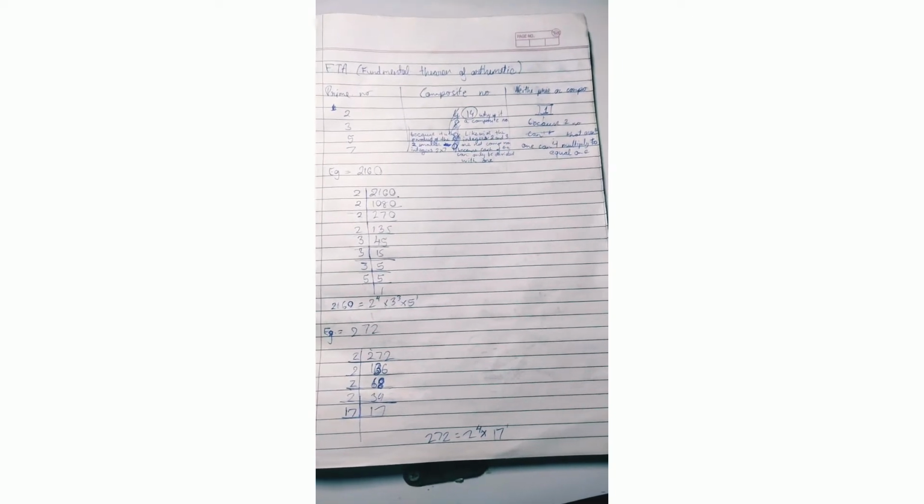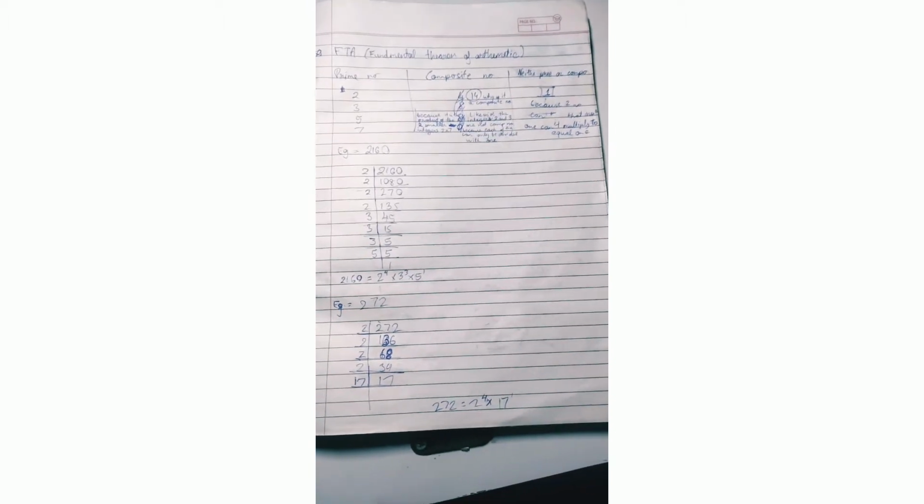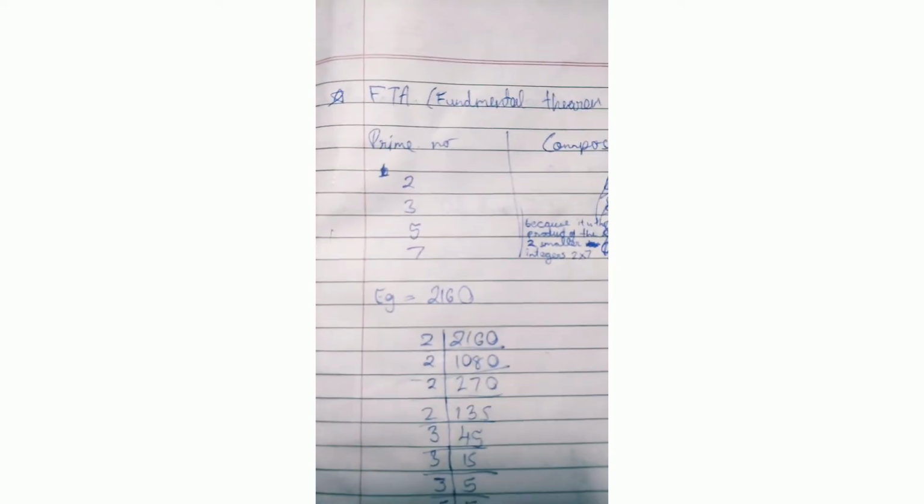So let's begin guys. In the previous video we studied Euclid's division lemma, Euclid's division algorithm and the division rule. Now we will study FTA, the fundamental theorem of arithmetic. In this we'll study firstly about prime numbers. What are prime numbers? 2, 3, 5, 7 and so on.